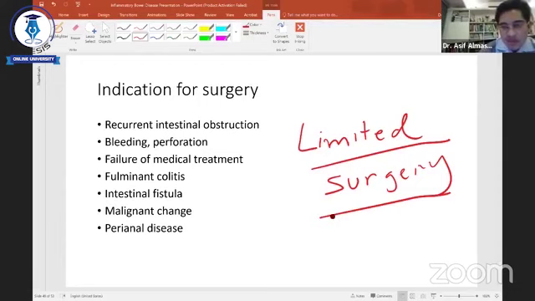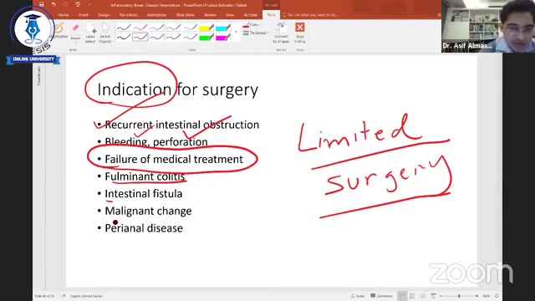What are the indications of surgery? When will we do surgery? Recurrent intestinal obstruction, severe bleeding, perforation, failure of medical treatment. This is very important. Failure of medical treatment. Fulminant colitis, intestinal fistula, malignant changes, and perianal disease.